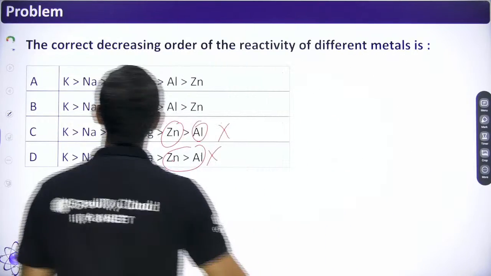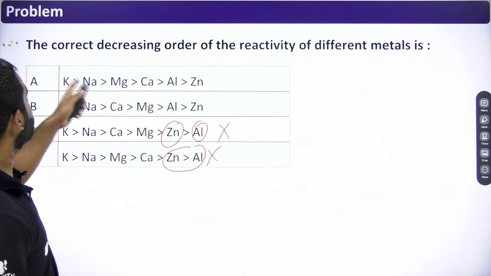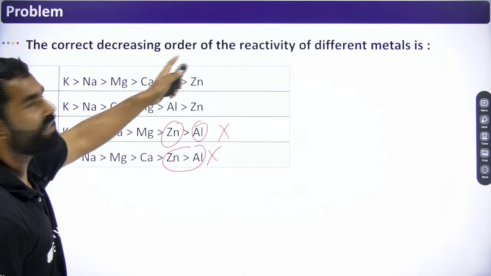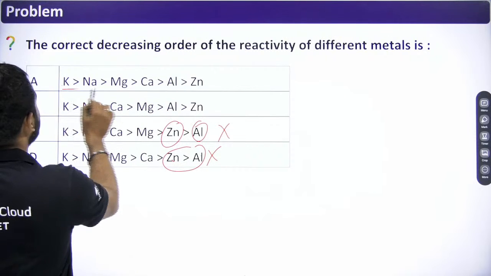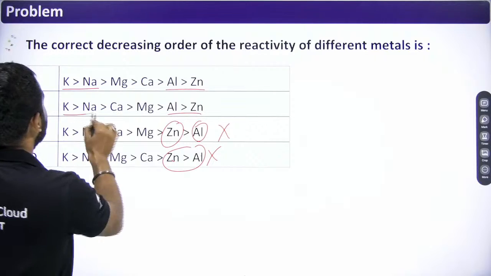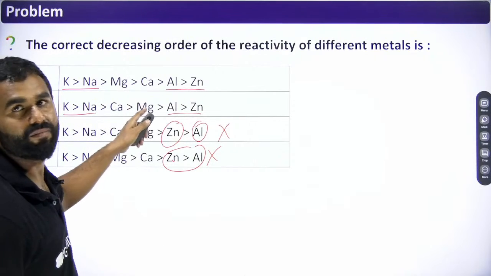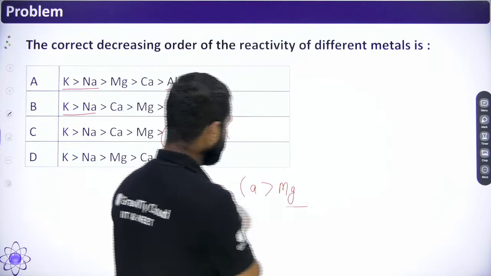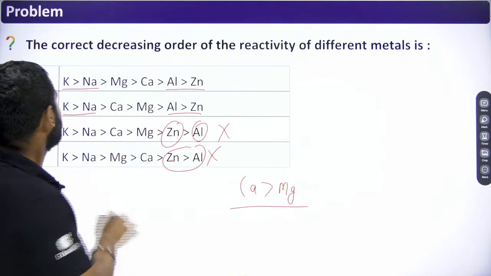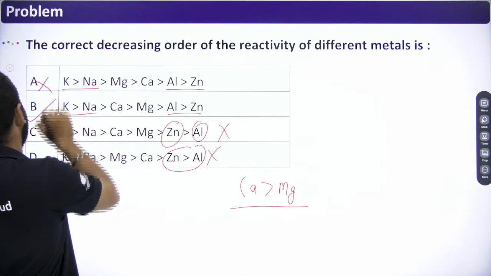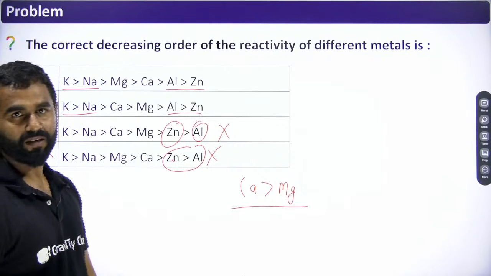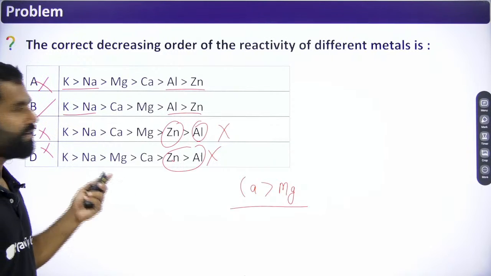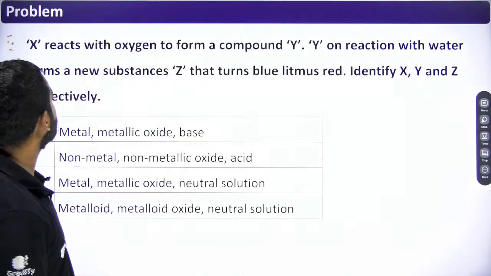Now A and B. In A and B, if you see potassium, sodium, magnesium, calcium, aluminium, zinc. So here these and these are the same. The main thing is magnesium and calcium, and we know that calcium is more reactive than magnesium. So option B is correct, A is false. So answer B. Simple, right? Next, this question.